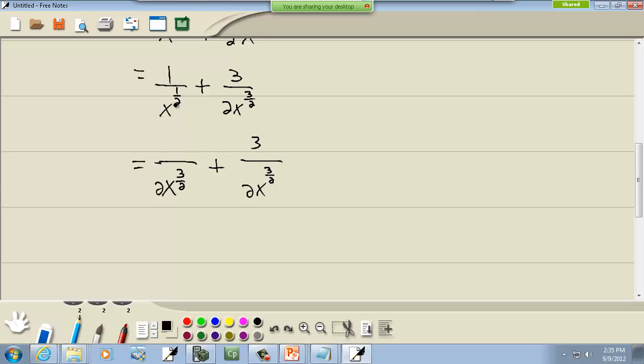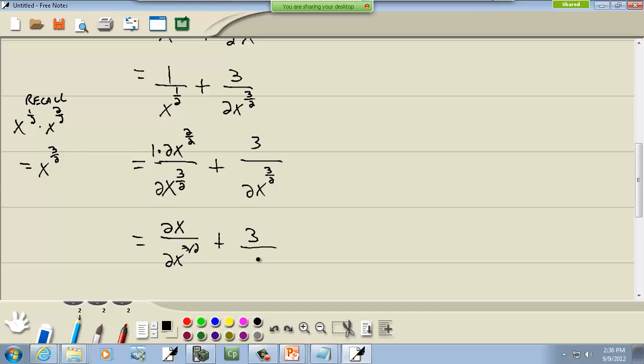Now here, to get x to the 3/2, we have to multiply it times x to the 2 over 2. Because recall, if we have x to the 1/2 times x to the 2 over 2, you add the exponents, and that would give us x to the 3/2. So, since we multiplied the bottom part by x to the 2 over 2, we have to multiply the top part by it, and we also have to multiply it by the 2. So that'd be that.